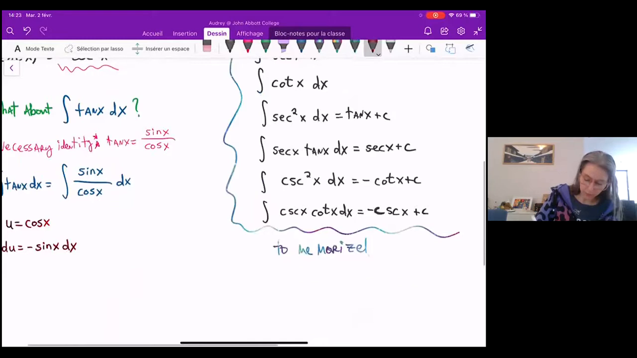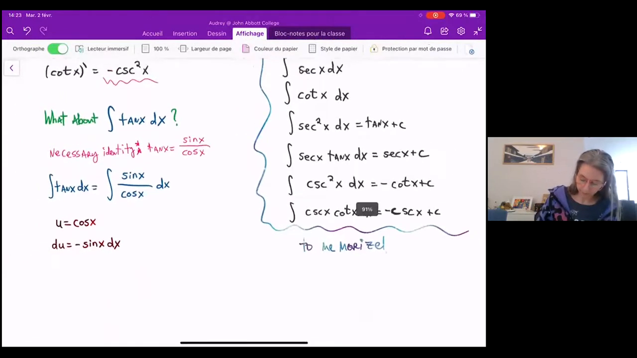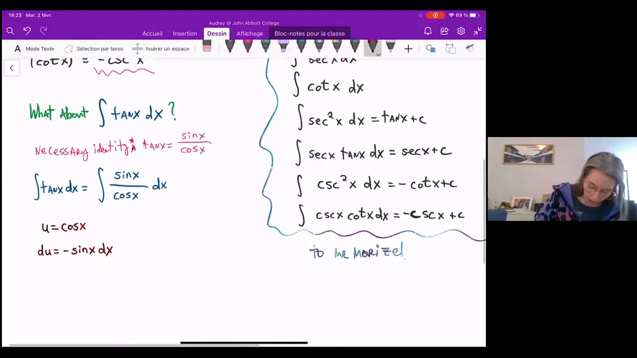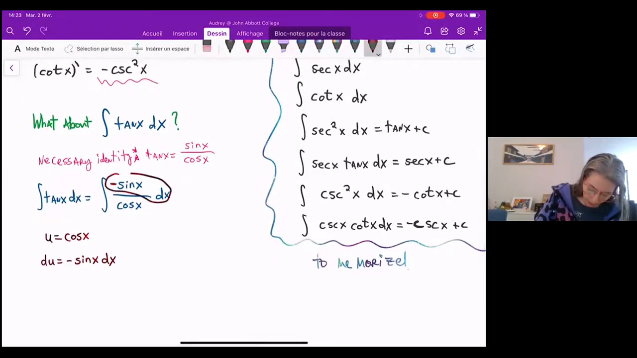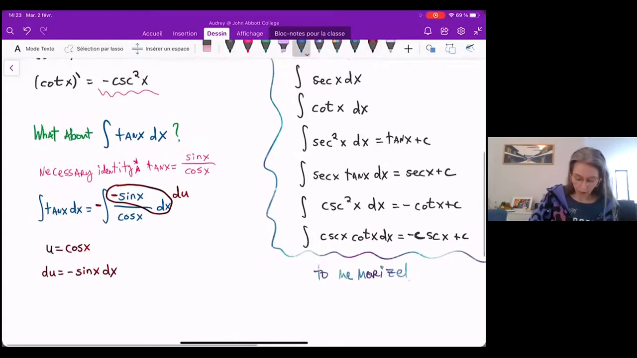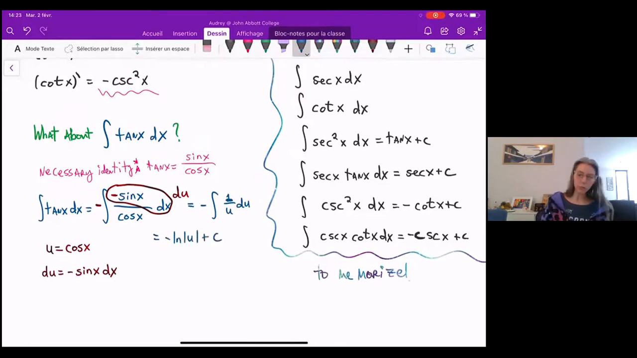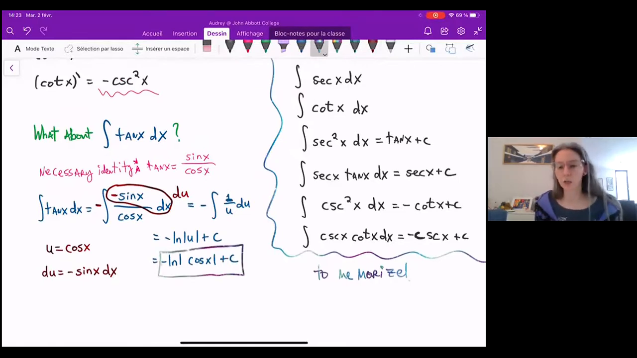And then I just have to multiply by a negative up here so that I have my du. So that right there is my du. And then I'm going to stick a negative out front here. And when I write this in terms of that u, I'll end up with negative the integral of 1 over u du. That's a known form. That gives us negative natural log of the absolute value of u plus a constant, negative natural log of cosine x plus c. So here we see that using substitution was incredibly useful for finding the integral of that trig function.